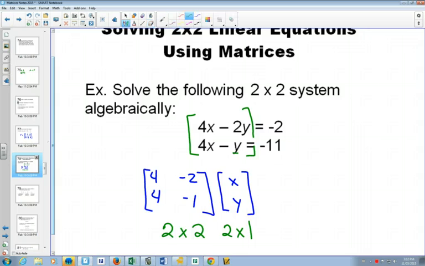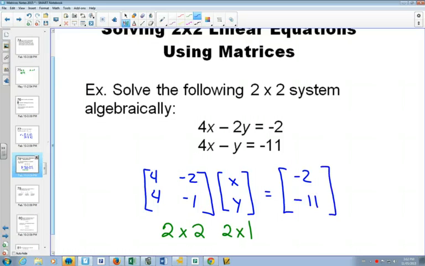And what happens when I take row 1 by column 1? I would get 4x minus 2y, which is exactly what I had here to begin with. And if I took the second one, I'd have 4x minus y, which is what I had to begin with. So what we've done is we've taken our original system, and we've written it the same way, except with matrices. And it's equal to -2 and -11. And we can put those as a matrix.